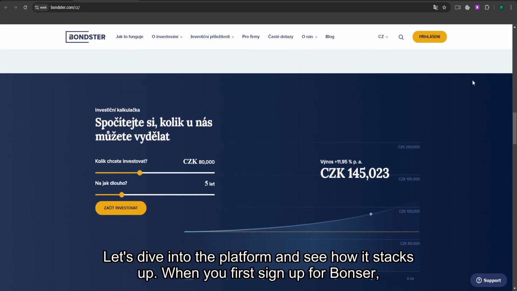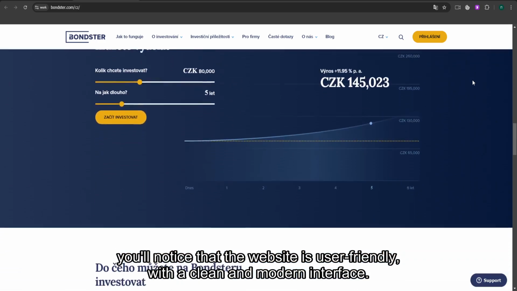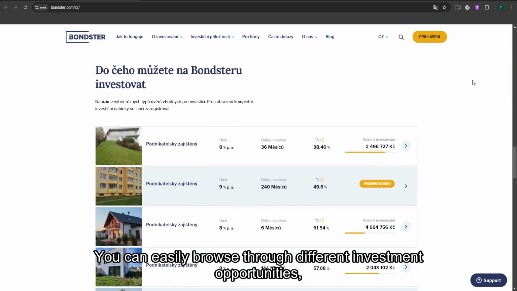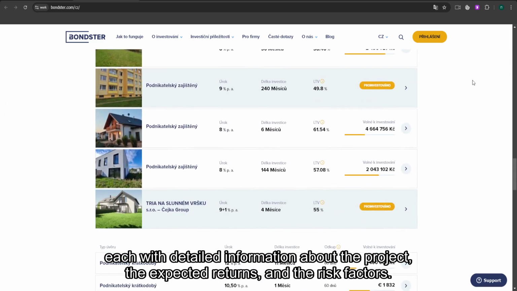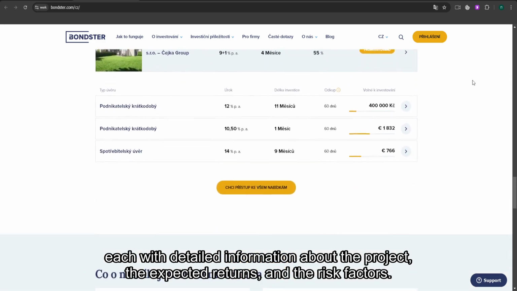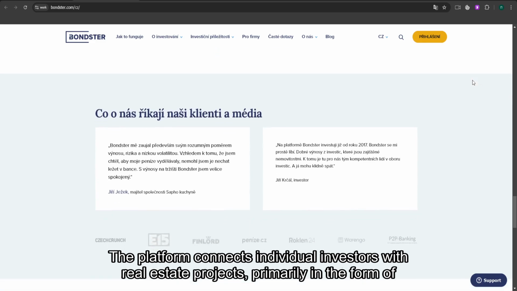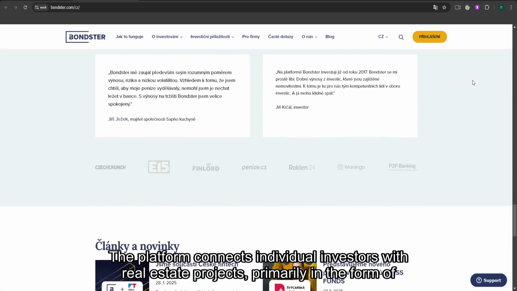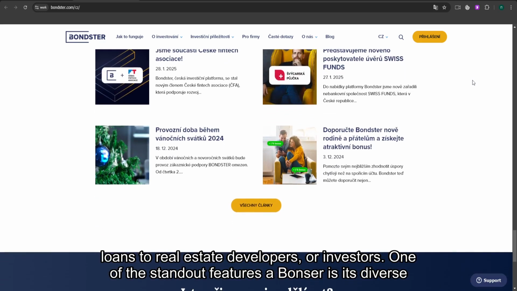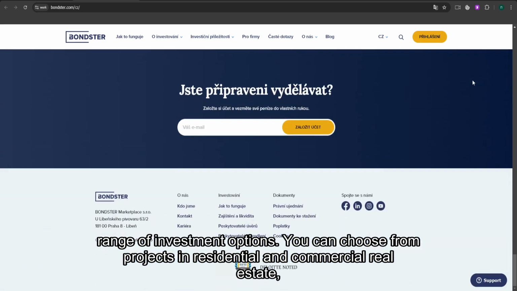When you first sign up for Bondster, you'll notice that the website is user-friendly, with a clean and modern interface. You can easily browse through different investment opportunities, each with detailed information about the project, the expected returns, and the risk factors. The platform connects individual investors with real estate projects, primarily in the form of loans to real estate developers or investors. One of the standout features of Bondster is its diverse range of investment options.